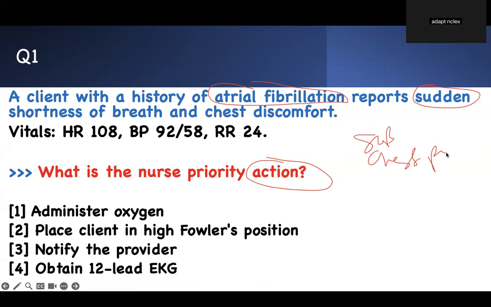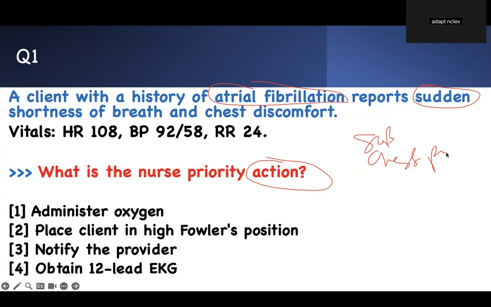Think about it. I have an Afib patient. All of a sudden, he has shortness of breath and chest pain. But the vitals I've given you: tachycardic, right? 108, you say, okay, that's normal for Afib. Blood pressure 92/58. That's not normal for a patient with what? Afib. And a respiratory rate of what? 24. Do something for this patient. What would you do? Do you give that patient oxygen? Do you place the client in a high Fowler's position? Notify the healthcare provider or obtain a 12-lead EKG?